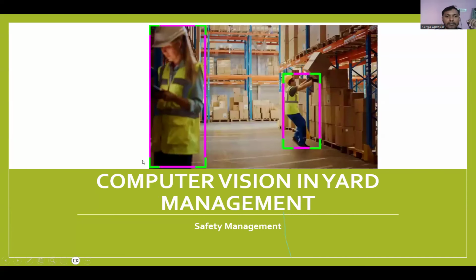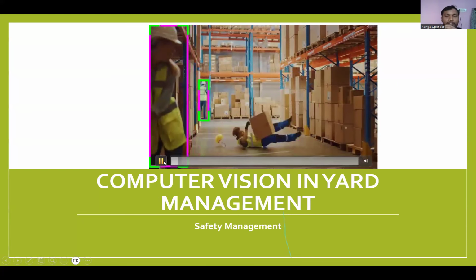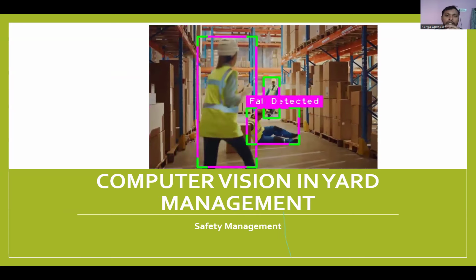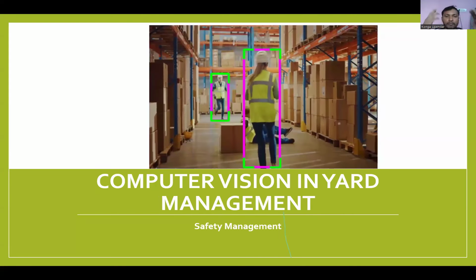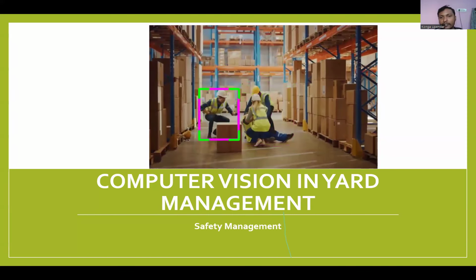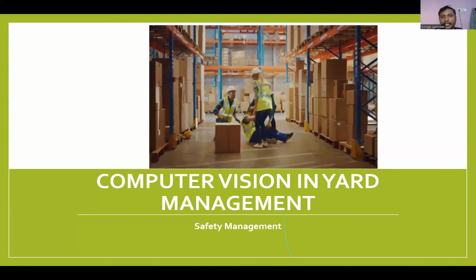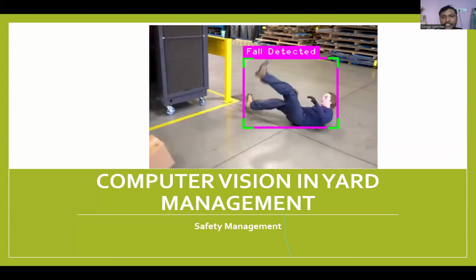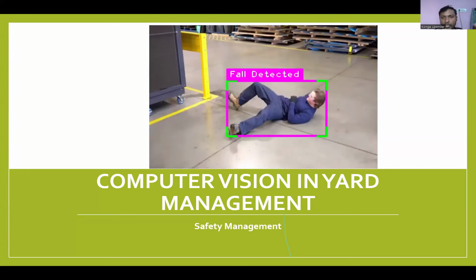Next one is fall detection. In the industry, several persons may work in the workplace. If someone is near him, then it is okay. But if no one is there, it may be risky for his health. To avoid that problem, we are using computer vision models.